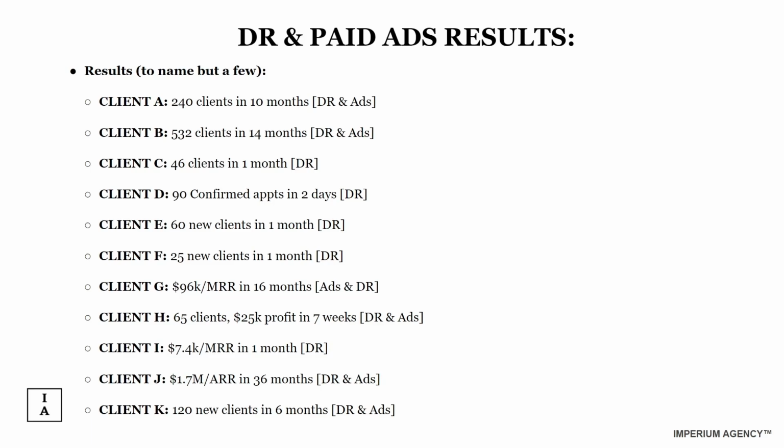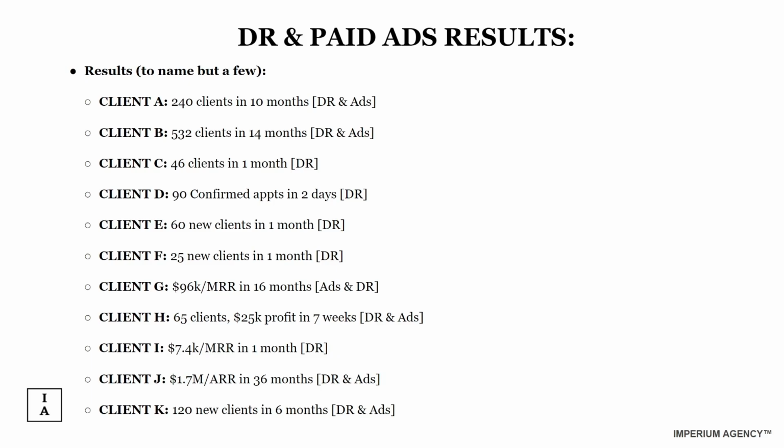Another one, client D, 90 confirmed appointments in 2 days. Client E, 60 new clients in 1 month, a DR. 60 new clients. Again, we can use the same example. The amount you can charge by getting results like these with a DR is crazy, guys. 25 new clients in 1 month, also a DR. And using a DR as well, I just want to add, as a starter agency, is going to make it so much easier for you to scale, because you'll be able to offer really great things.